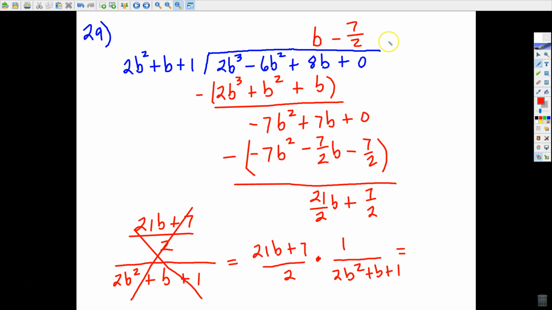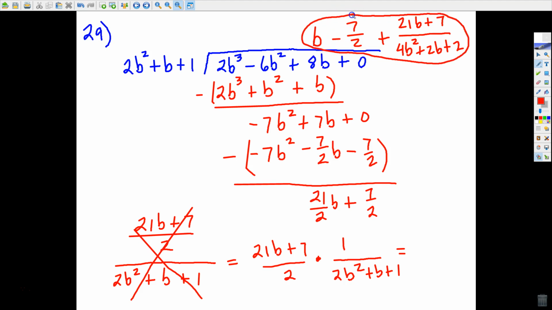I think I'll just put it up here. 21b plus 7 times 1 over 2 times 2b squared plus b plus 1. That's 4b squared plus 2b plus 2. All right, and that's our final answer for number 29.